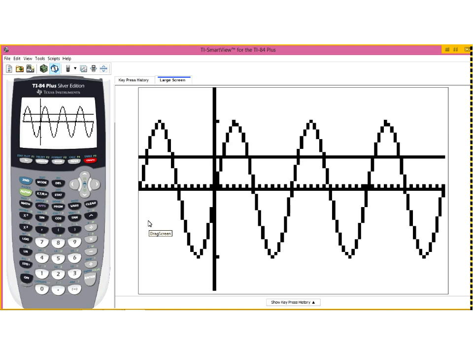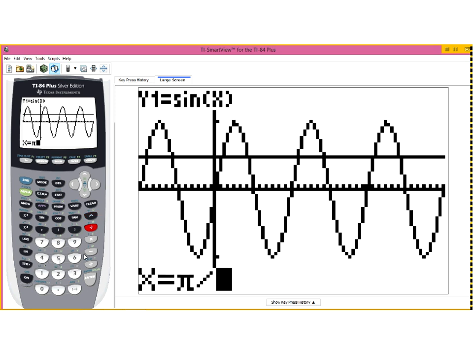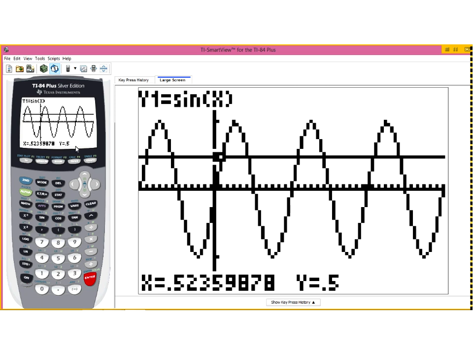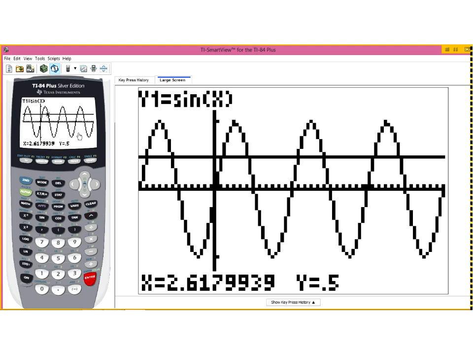And we see that there's a solution here, here, here, here, here, here, here, and here. That's 8 solutions. If we come over and use our trace, I can type in pi over 6, and I get that y equals 1/2. I can type in 5 pi over 6, and I get y equals 1/2. Now what's this one over here?